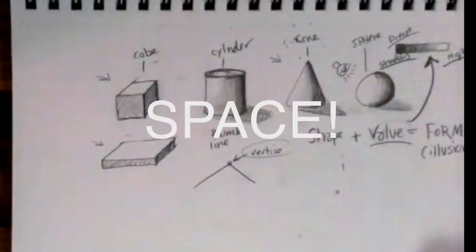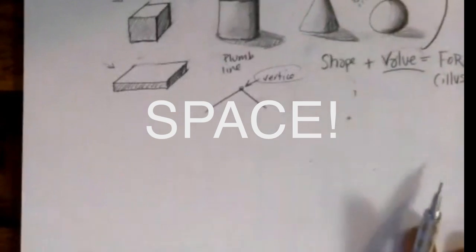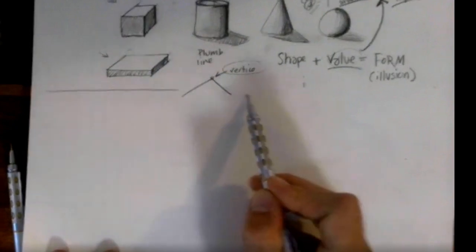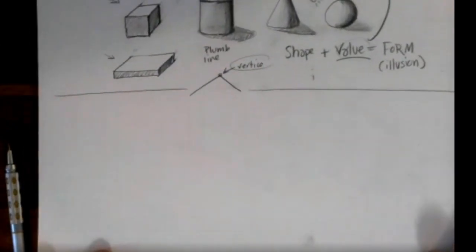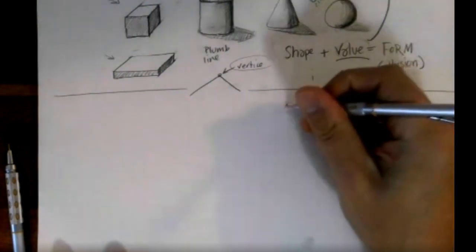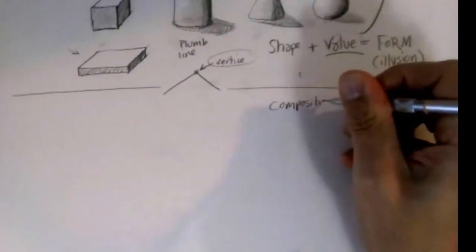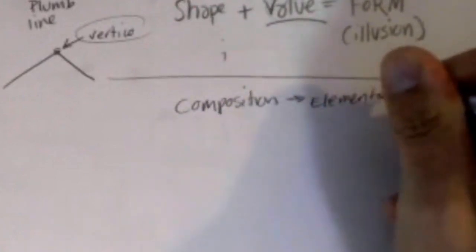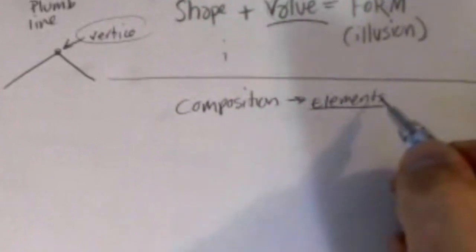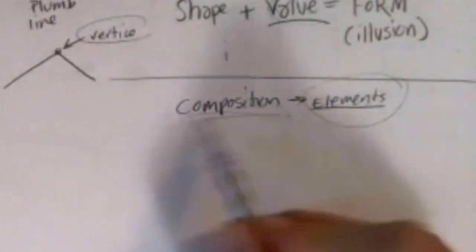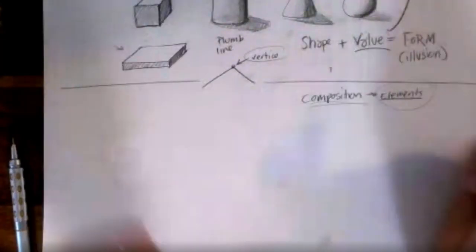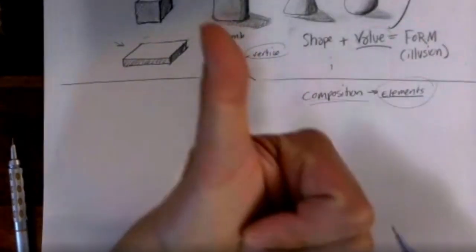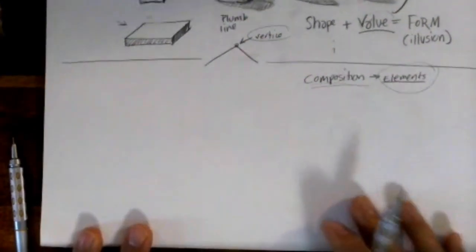The next thing we're going to talk about is space. So, for space, we're going to draw all these same forms, but we're going to draw them with each other as a composition. Now, a composition is made up of multiple elements. Okay? And the way we arrange these elements is our composition. So the composition is the whole thing. The elements are the different pieces that we're moving around to make it look good. All right. So this is what we're going to do.